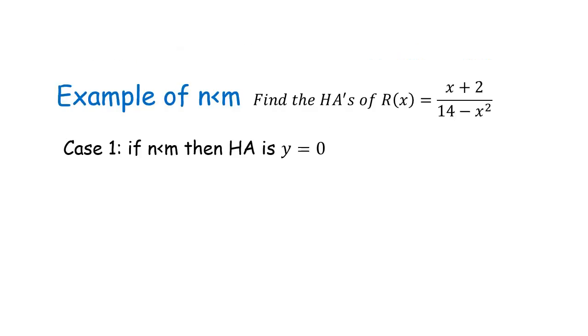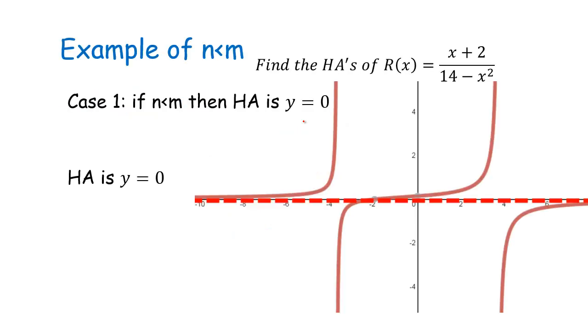Case 1, the degree of the numerator is less than the degree of the denominator. If that is the case, then the horizontal asymptote is the equation y equals 0. In this example, the degree of the numerator is 1 and the degree of the denominator is 2. So n is 1 and m is 2. Our horizontal asymptote is y equals 0. Here's a picture of the graph.